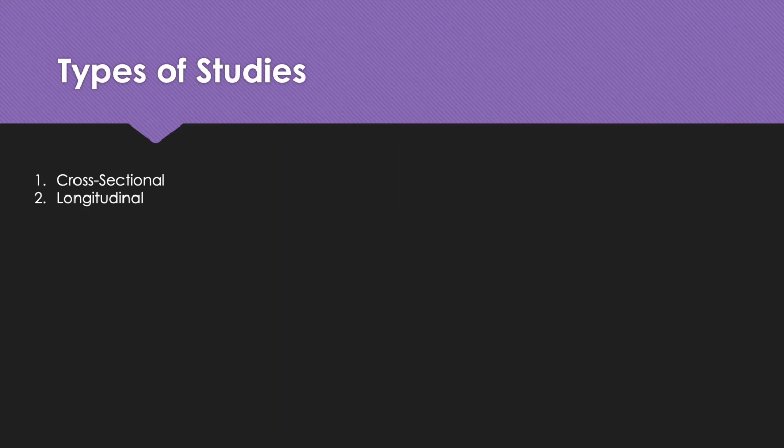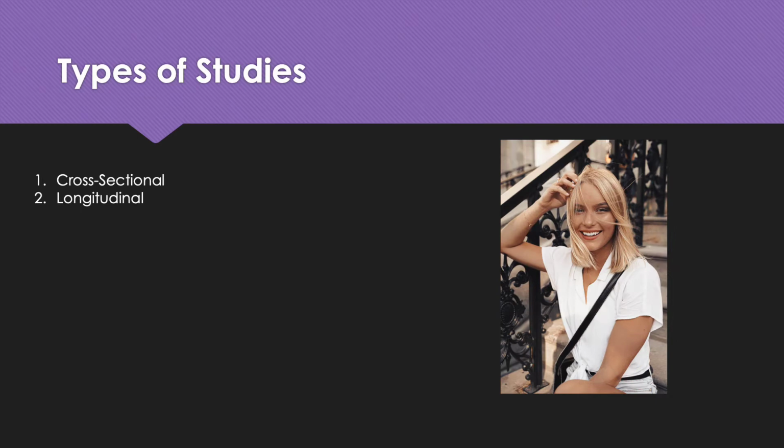So, today I'm just going to talk about two different types of studies, how they work, what are the benefits of them, what are the downsides of them, and just discuss how it is that we like to do studies in aging. So, first is a cross-sectional study.